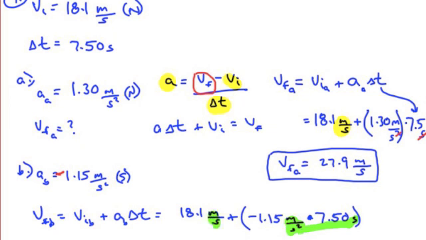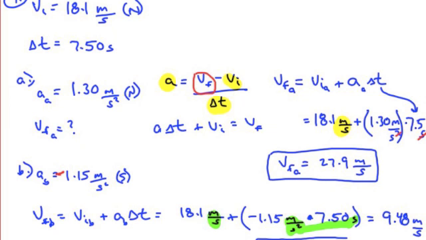And again, both of these units turn out to be meters per second. So 18 plus a negative number means our velocity is going to be decreasing. So it's going to be less than 18. So our final answer is going to be 9.48 meters per second. So our VFB is 9.48 meters per second.